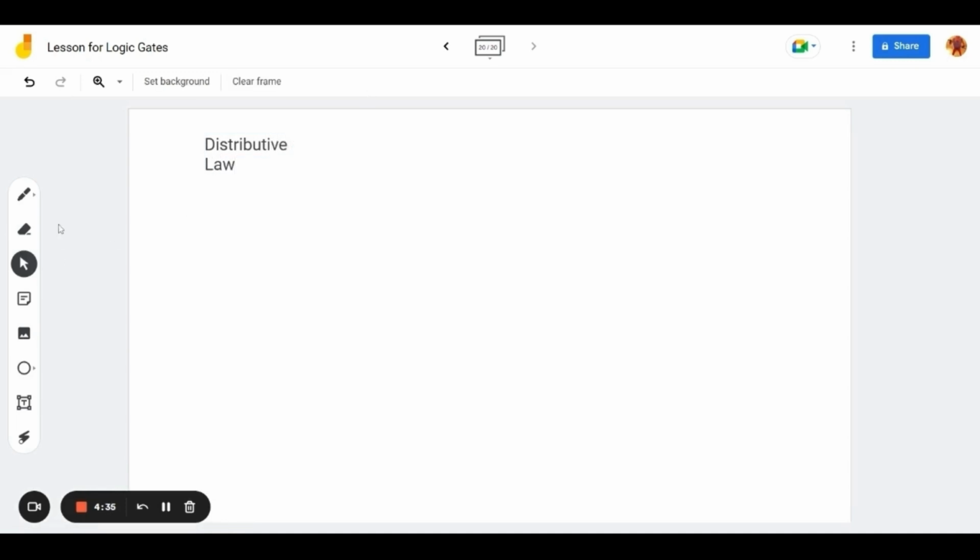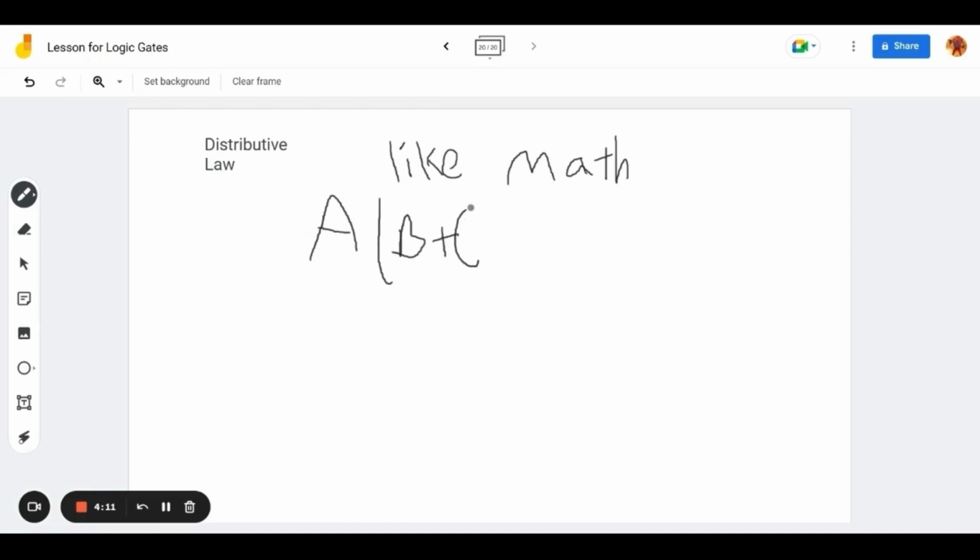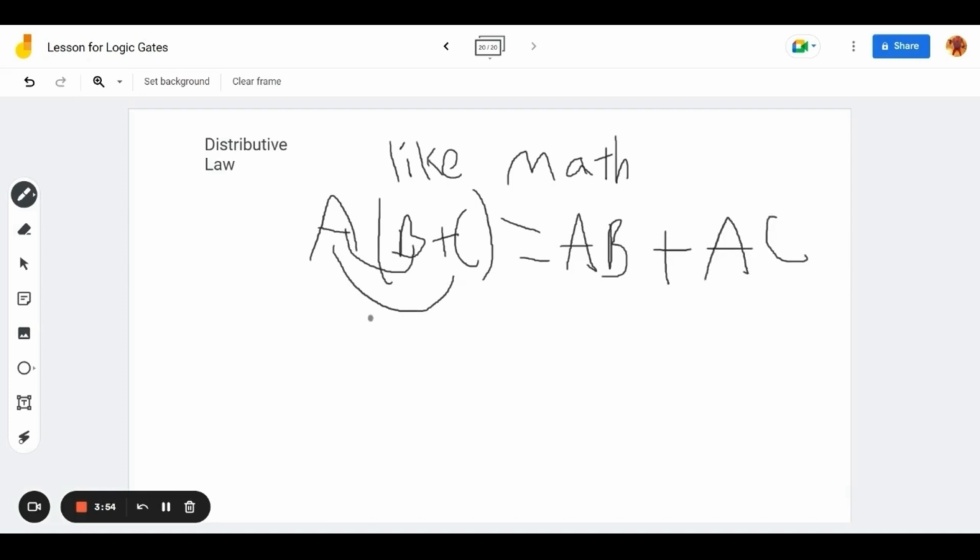The distributive law is like math: a times (b plus c). Like math, it just opens up the bracket. So just like how in math we open up the bracket for an equation, here it's similar, and you open up the bracket. It just becomes ab, as when you're opening the bracket you multiply each one: ab plus ac.